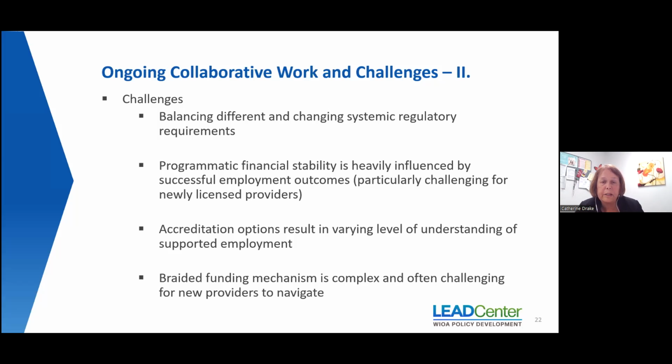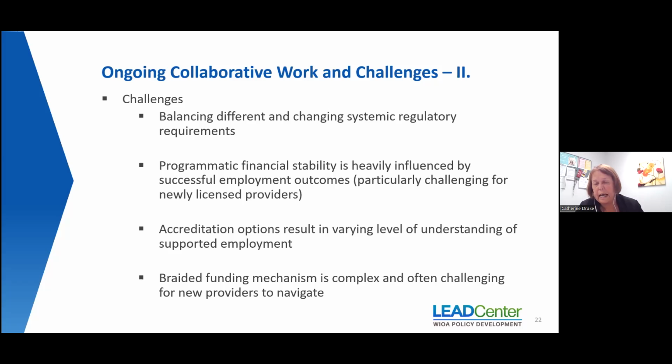Accreditation options result in varying levels of understanding of supported employment. Stacy and I have seen over the last few years that depending how an agency is accredited, if they're accredited by JCAHO or they're accredited by CARF, they may have more or less understanding of what supported employment really looks like. And then the braided funding mechanism that we went over a couple slides ago, while it looks simplistic, it can be complex. And it's really kind of a struggle, I think, for some new providers to navigate.